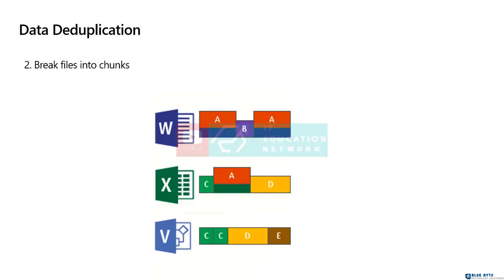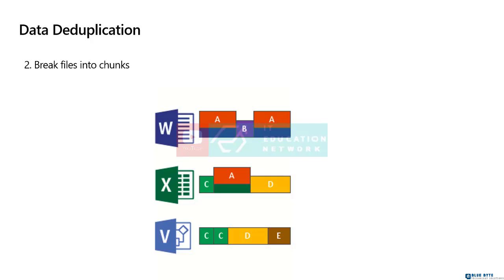The second step is to take those files, and they are broken into these chunks. Basically, it's going to take your Word document and chop it up into a bunch of pieces. It's going to do the same for Excel, Visio, other types of content, and then it's going to look for any chunks that are duplicate.